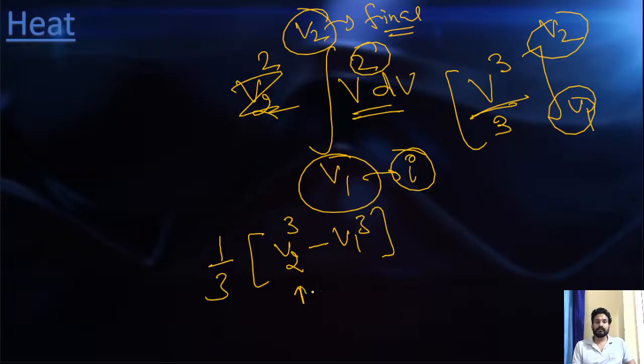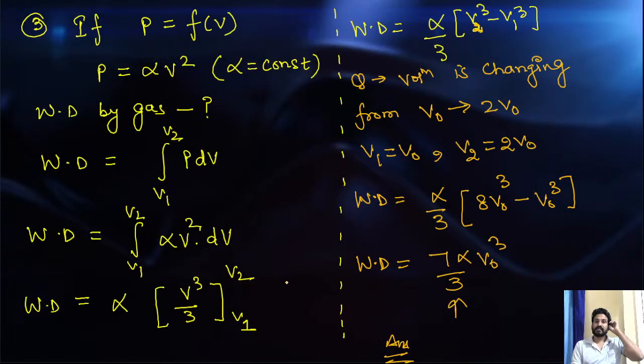So V2 is my final volume. So what is the question saying? The question is saying that volume is changing from V0 to 2V0, which means that it is my initial volume and it is my final volume, right? So it is my V1 and it is my V2. So what is the value of V2? V2 value is 2V0.